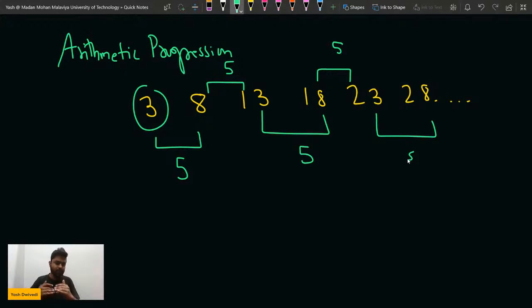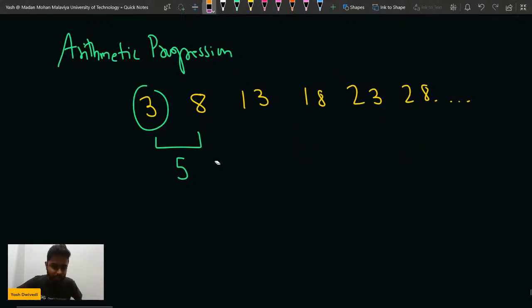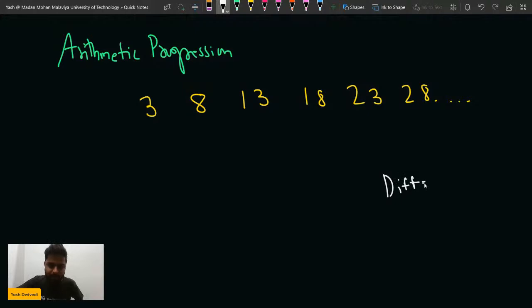Is that clear? So on and so forth, this series keeps on continuing, right? So basically in this arithmetic progression you can see that the difference between adjacent elements is 5. For this part, the common difference is nothing but 5, right? And the starting term is what? The starting term is nothing but 3, right?